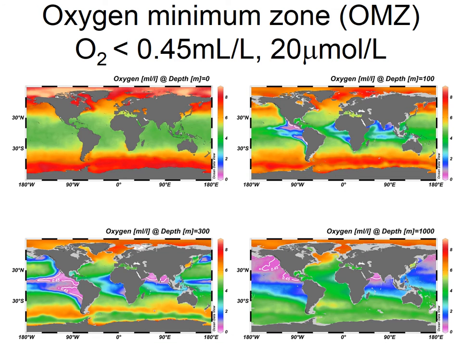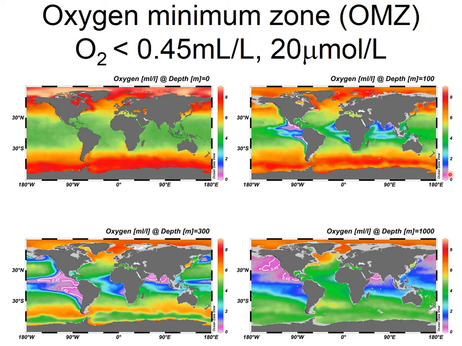Okay. So what we're going to do now is look at slices going down through the ocean at different levels. This map at the top left is the same map that I've just shown you. Now as we go down to 100 metres, 300 metres, 1,000 metres, you can see we get these regions which start to show up as purple colours, and these are very, very low in oxygen.